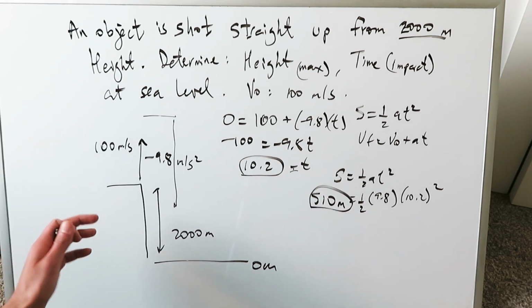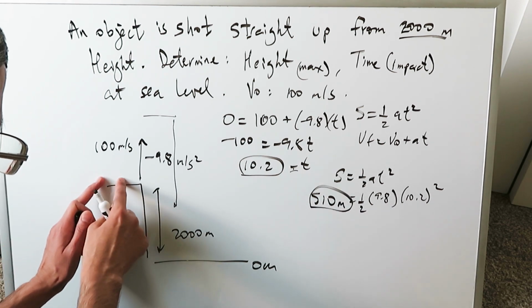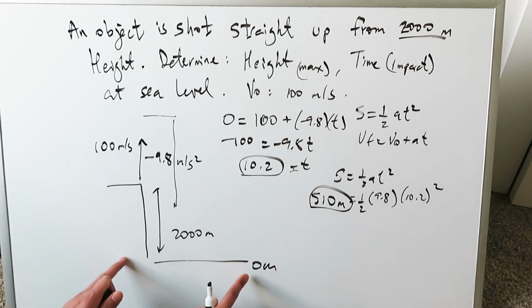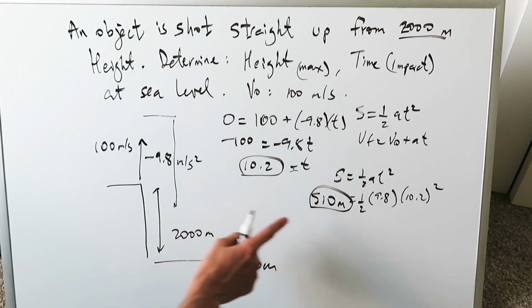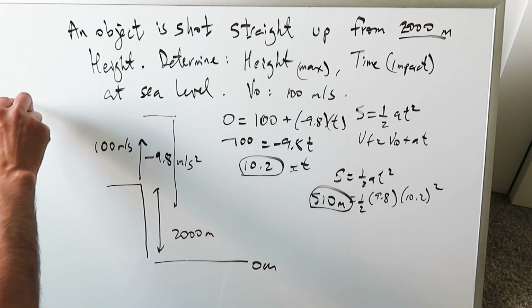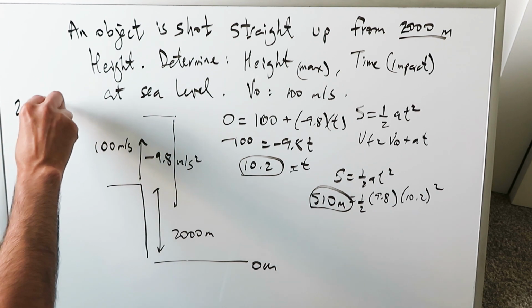510 meters. Relative to the height of this cliff, it's 510. But relative to the sea level, it's 510 plus 2000. So your maximum height will be 2510 meters.